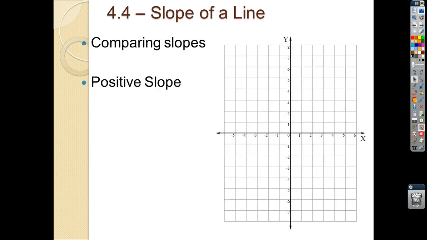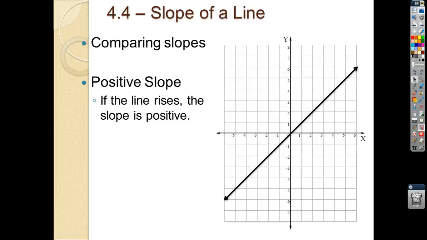Sorry, so comparing slopes. Quick review. Positive slope means as the input increases, my output increases, right? So if it rises, the slope is positive. Look, as I move across here, input increases, output increases. Positive slope. In this case, it's a one-to-one relationship. For every one of input, I get one extra output.